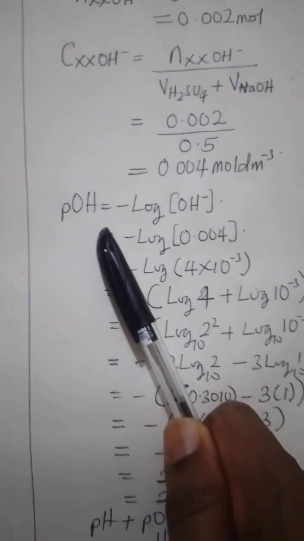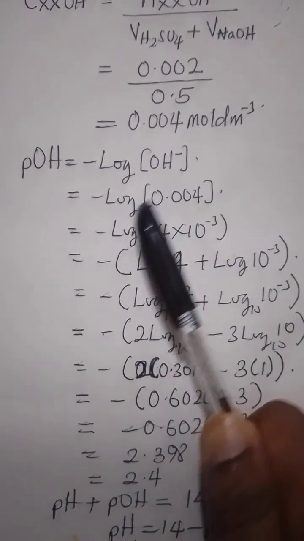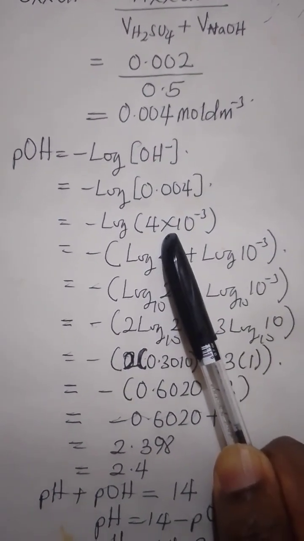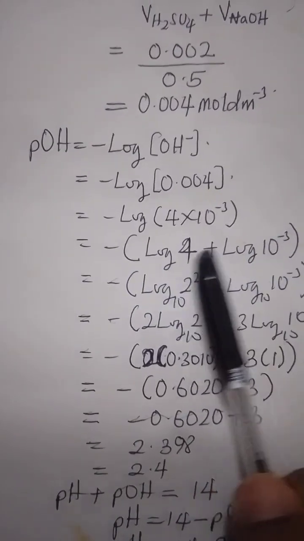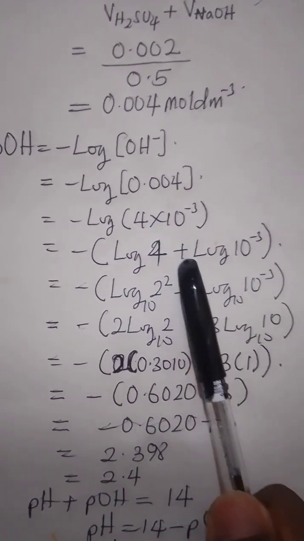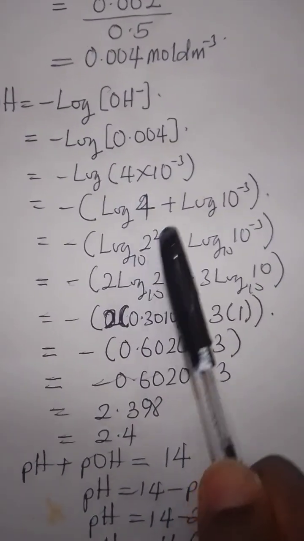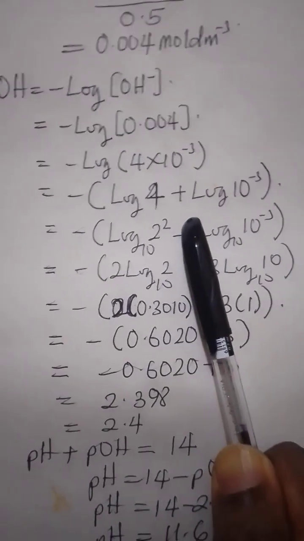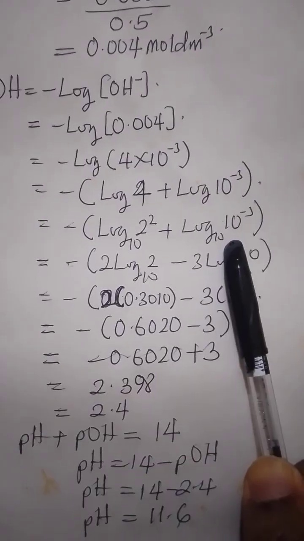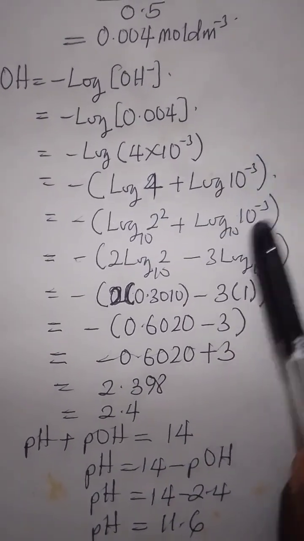So pOH is the negative logarithm of hydroxyl ion concentration. And so we put the value there, convert it to standard form, applying the law of logarithm. Since it is multiplication, we use addition to separate the components. And then 4 is 2 raised to the power 2. Don't forget the formula is given to base 10. So we introduce the 10 to help us solve the problem. So 4 is 2 raised to the power 2, times 10 raised to the power minus 3, base 10.